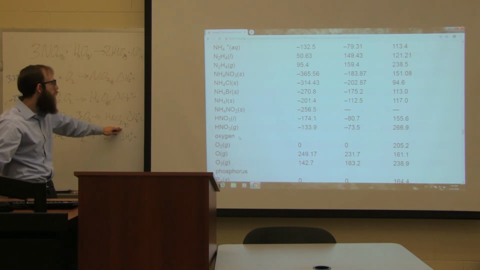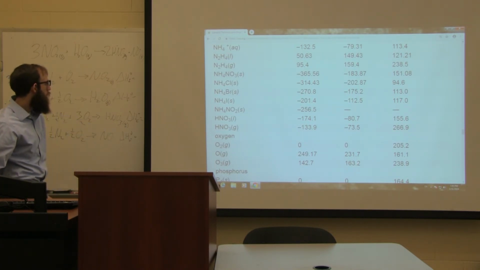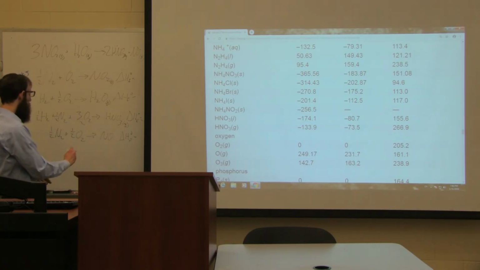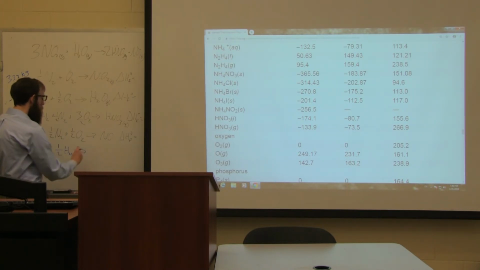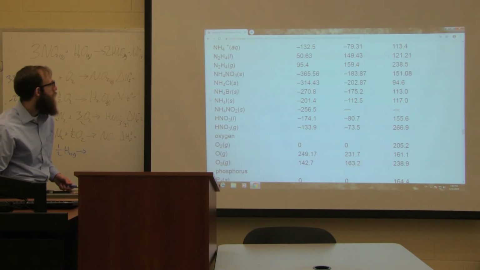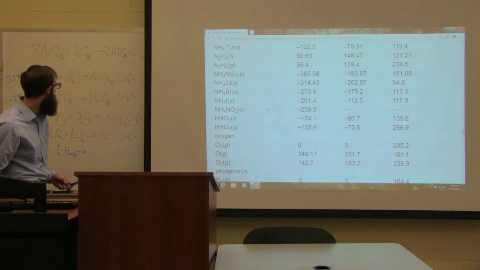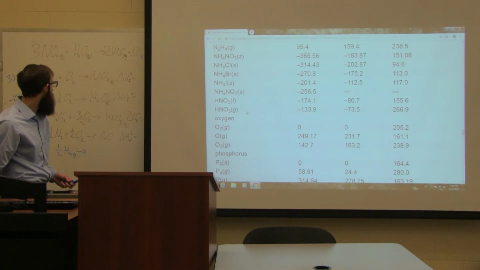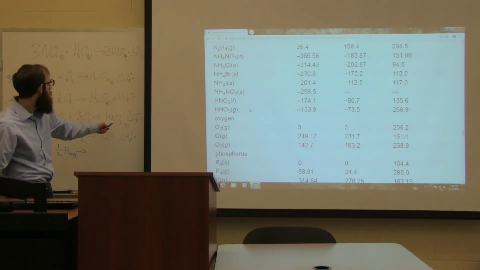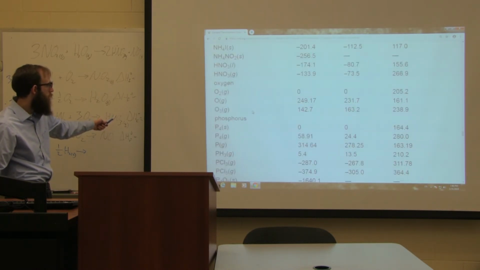HNO3 is right here, and this is aqueous. So in order to get the aqueous form, we have to talk about it as 1/2 H2 as the gas going to H plus, and we want NO3 minus. I don't know if they have it in this table.